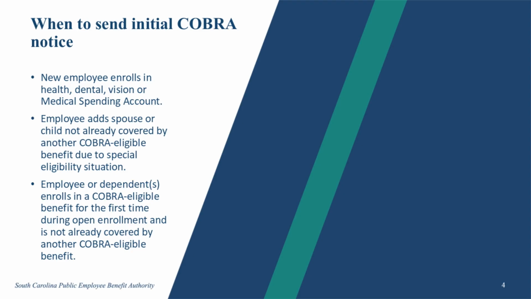This also includes when an employee adds a spouse or child to coverage due to a special eligibility situation if the dependent isn't already covered by another COBRA-eligible benefit. Additionally, you must send the initial notice when an employee or their dependents enroll in one of these benefits for the first time and are not already covered by another COBRA-eligible benefit during open enrollment.